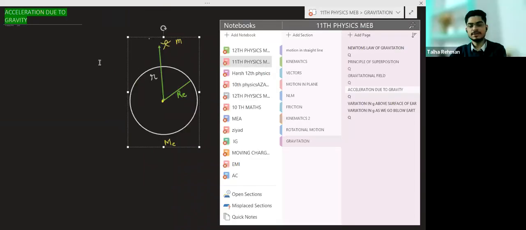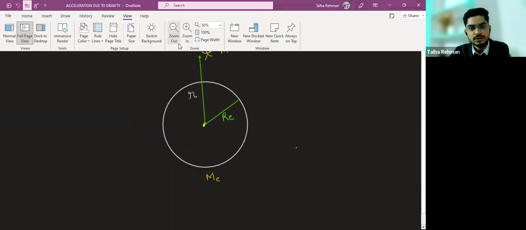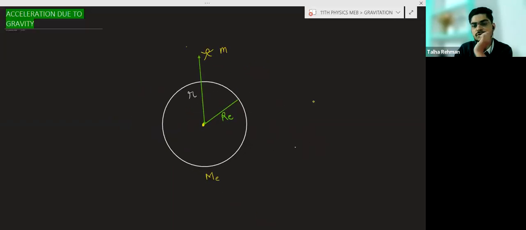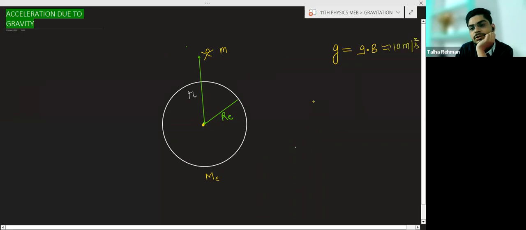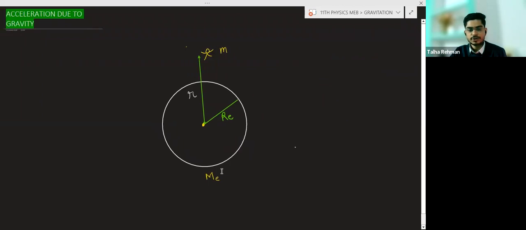Now we will discuss acceleration due to gravity. Acceleration due to gravity, you also know as g. We take this value as 9.8 or sometimes 10 meter per second square. So first we will derive the expression for the acceleration due to gravity.